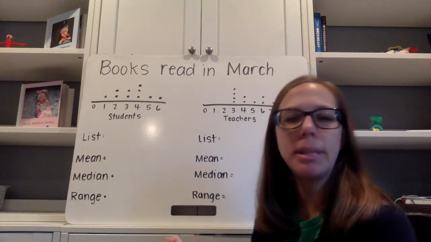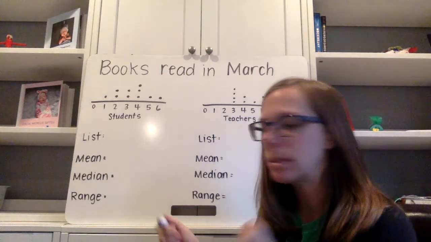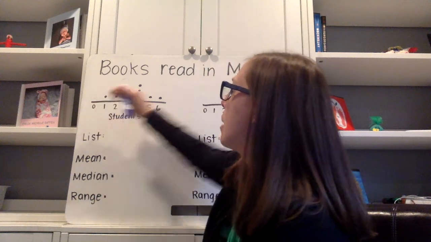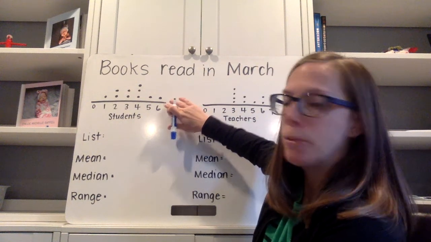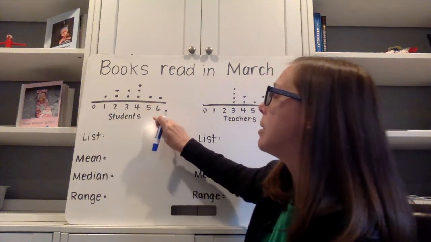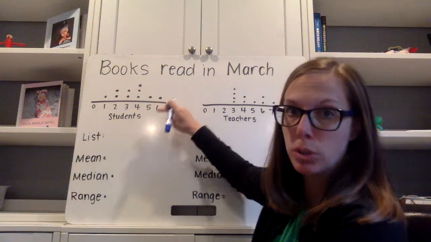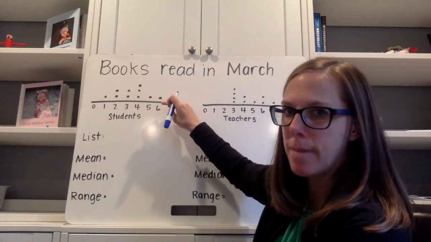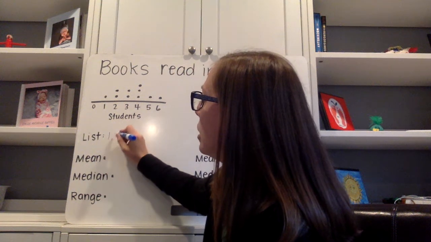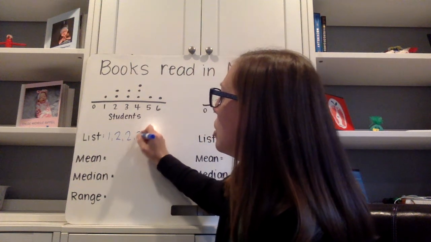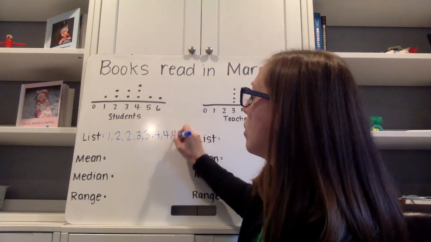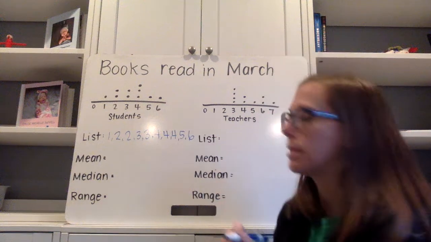So now I need to take that and put it into an organized list. So I'm going to list this out. Remember, this label of students isn't telling me number of students down here, it's telling me these are the student side of how many books they read. I don't want that to be confusing. So my list, I'm going to list out how many books were read. So I have 1, 2, 2, 3, 3, 4, 4, 4, 5, and 6.